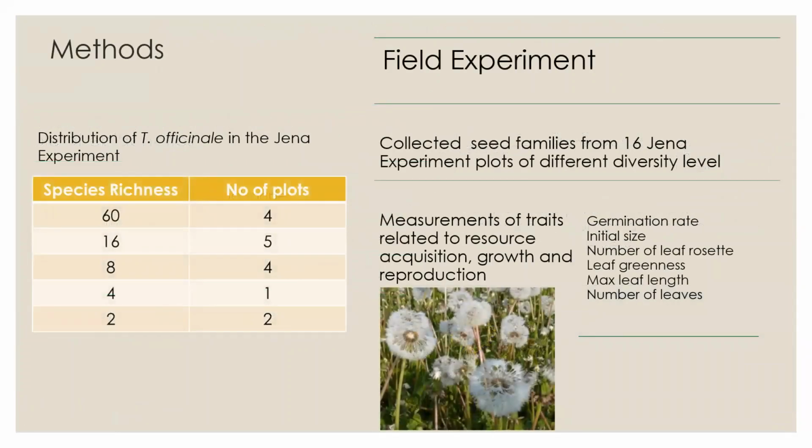The distribution of Taraxacum officinale in the Jena Experiment is in 16 plots from a 2-species regional level to a 60-species regional level. My project consists of a field experiment where we collected seed families from 16 Jena Experiment plots that are in these different diversity levels, so 2, 4, 8, 16, and 60. And we measured traits that were related to resource acquisition, growth, and reproduction. In particular, these traits are germination rate, initial size, number of leaf rosettes, leaf greenness, maximum leaf length, and number of leaves.